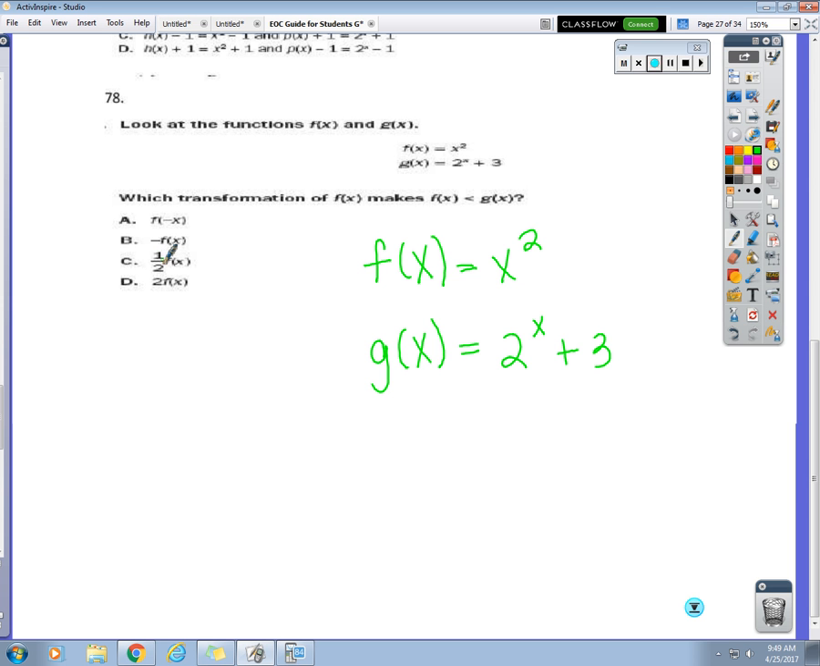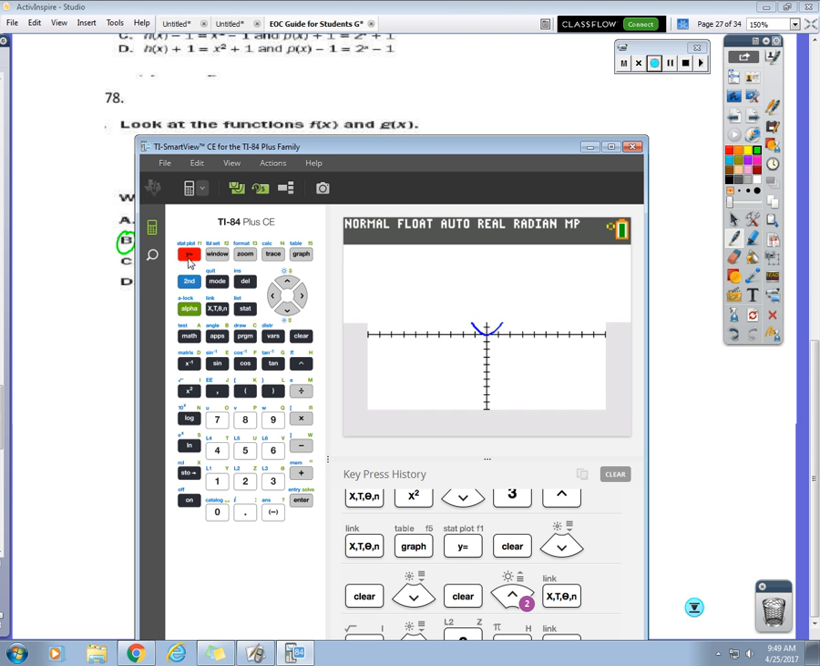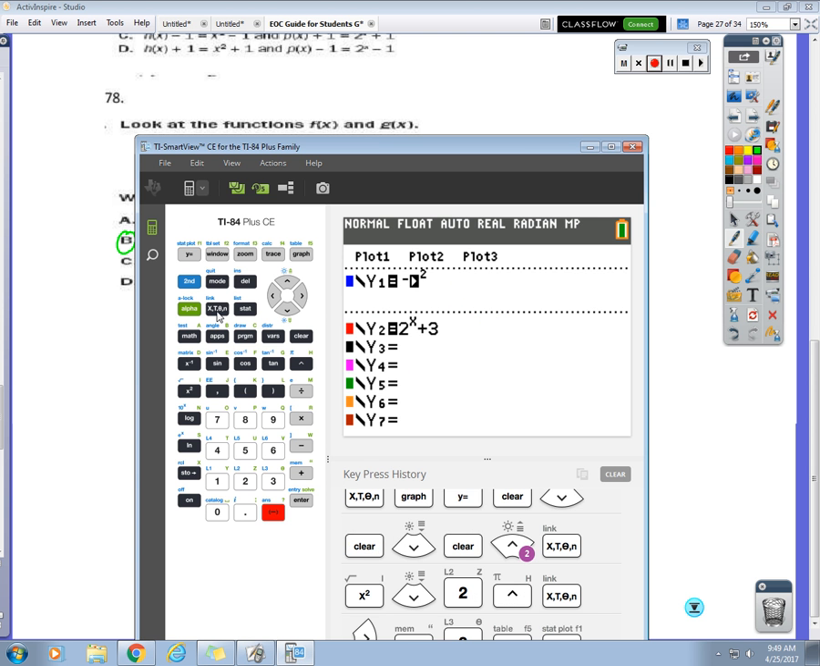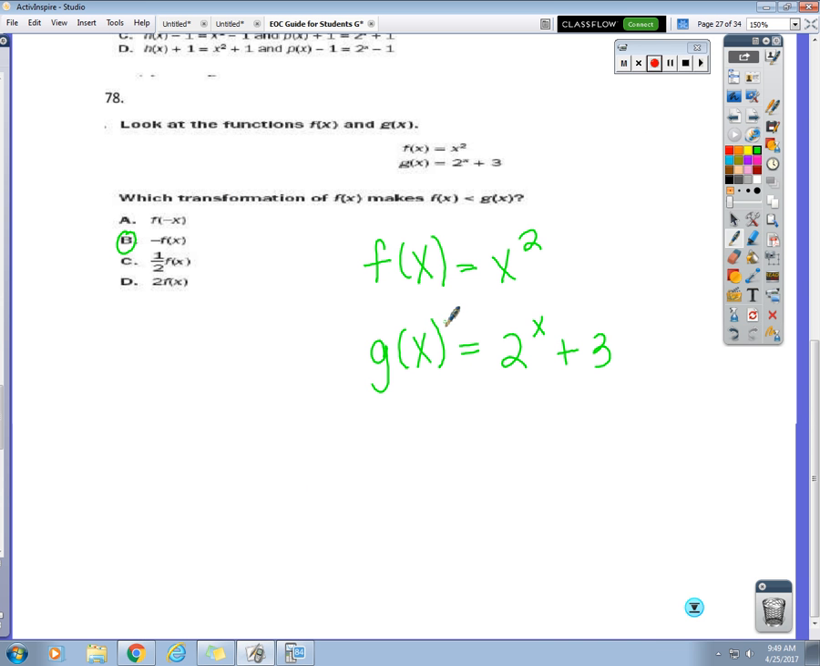No. B. Let me show you. If you take the whole thing and make it negative, y equals negative x squared, it flips it, and now see how every point is lower? So it would be A. I mean, not A, sorry, B.